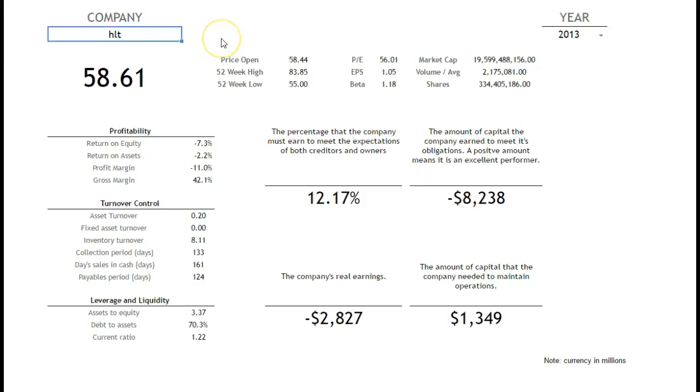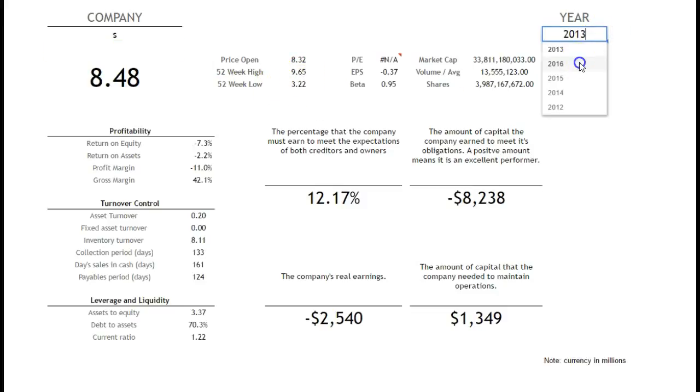The symbol for the Sprint company is S. The current price per share is $8 per share. The low is $3, the high is $9, 2016.